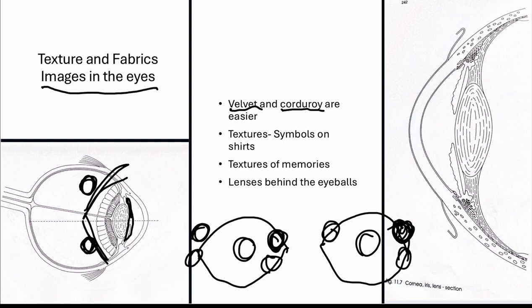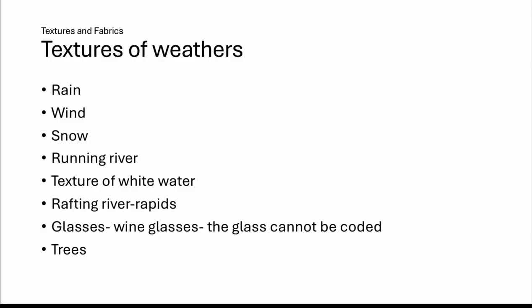The textures, such as symbols on the shirt, produce the images to pop up, such as brand names, popular brand names. And then it's also to consider that the software is coding our memories, so it's actually the textures of the memories as well. And one other thing is that possibly it's coding to the back of the eyeball here. So just one other thing to consider.